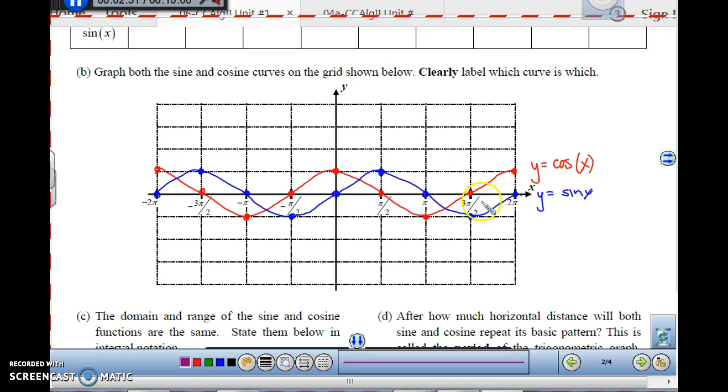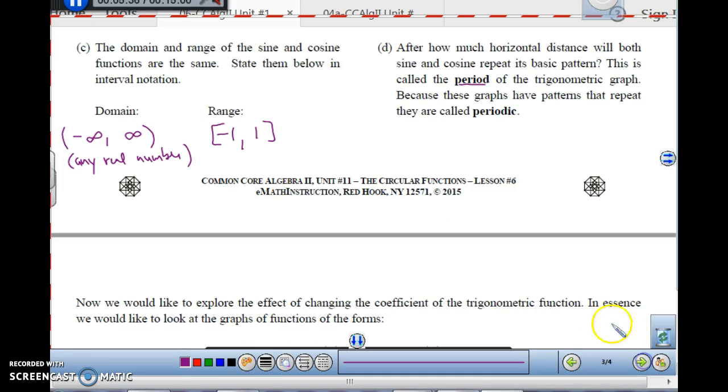So the period of this graph is going to be from 0 to 2 pi. 2 pi is one complete revolution. All right, same thing with cosine. It starts at 1, 0, negative 1, 0, and then back to 1. Both of these have a period of 2 pi. You get one complete revolution of the sine graph and the cosine graph over a section of 2 pi.